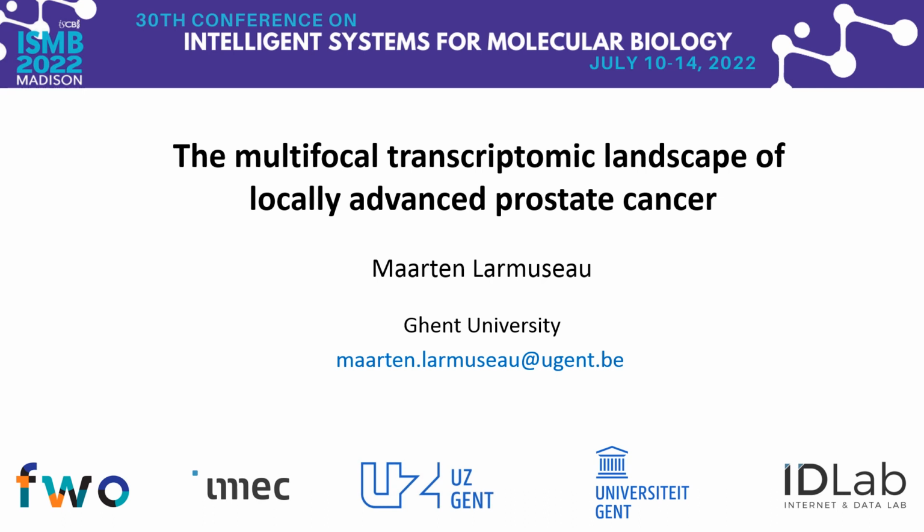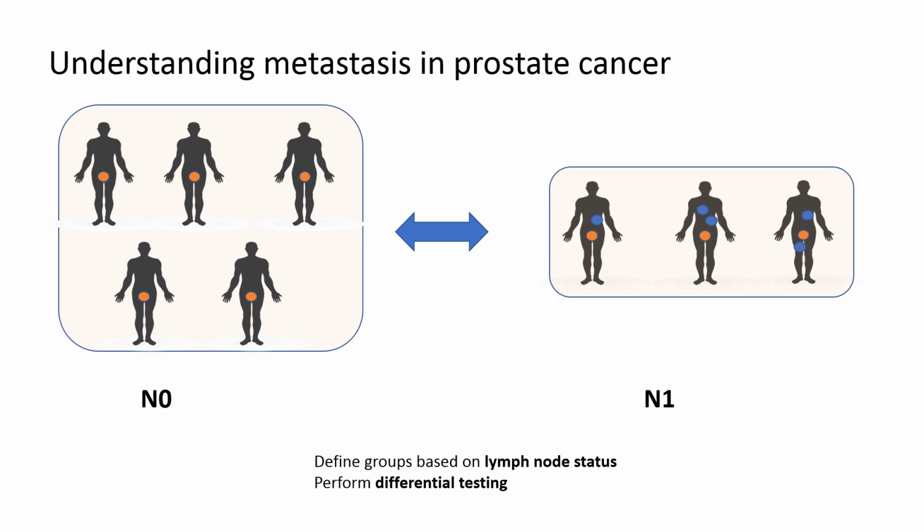I am Maarten and I'm pleased to present our multifocal study of locally advanced prostate cancer. The vast majority of cancers that end fatally are due to a process called metastasis, where cancer cells can disseminate throughout the whole body to other tissues. Therefore, it is of fundamental importance to understand the difference between primary tumors that can metastasize and tumors that cannot. However, in practice, it is not straightforward to clearly delineate these two groups.